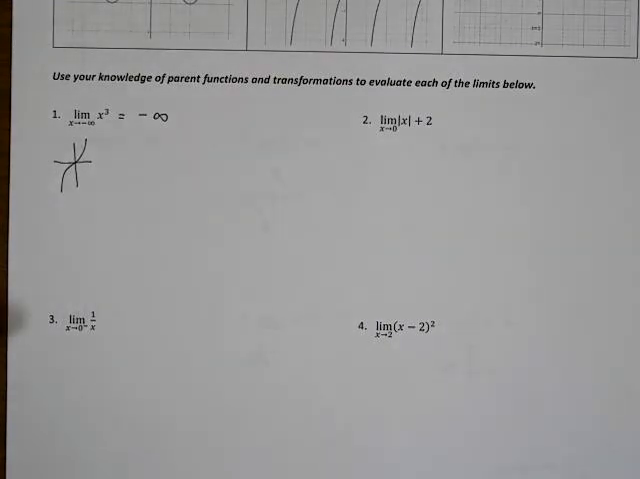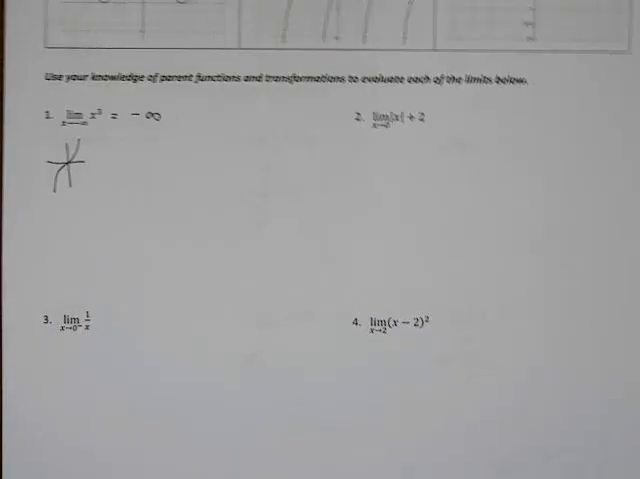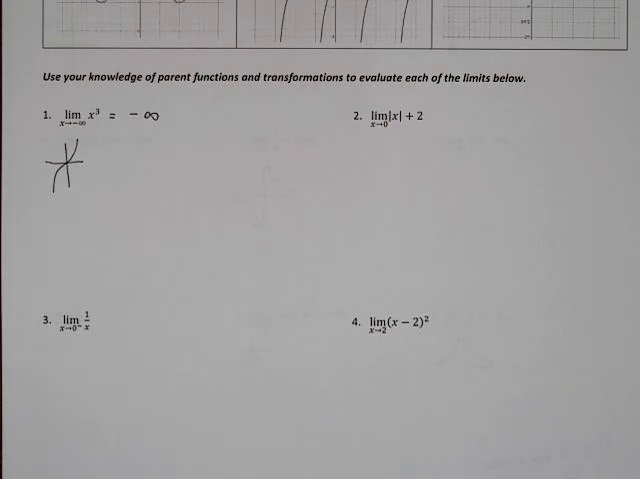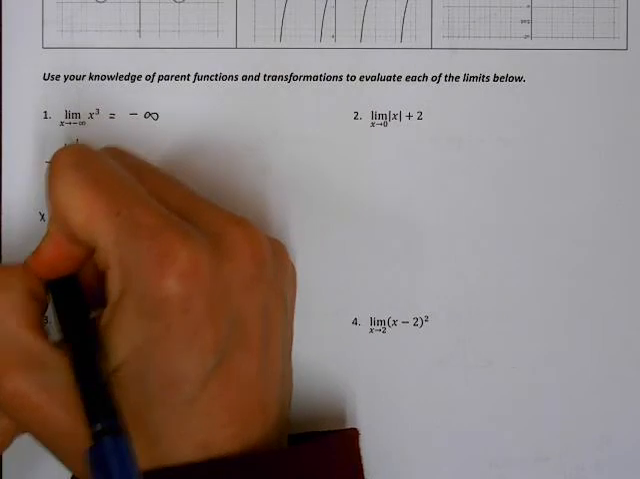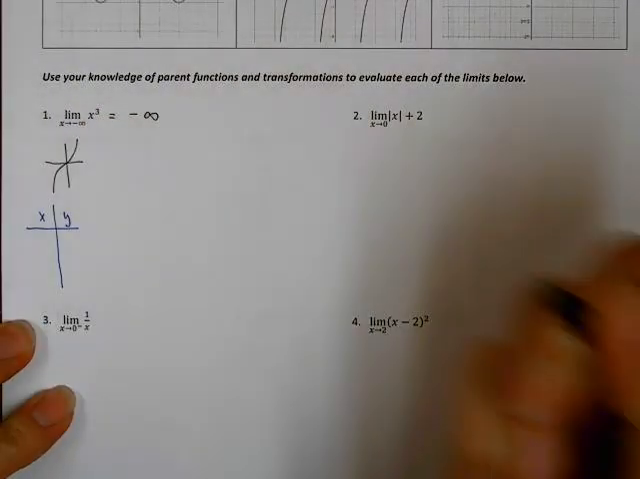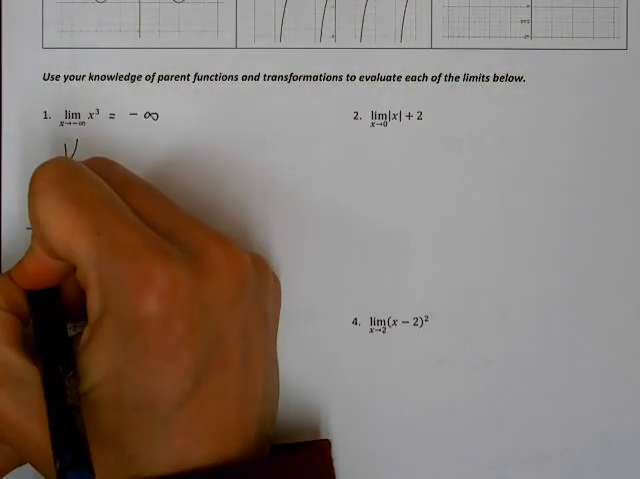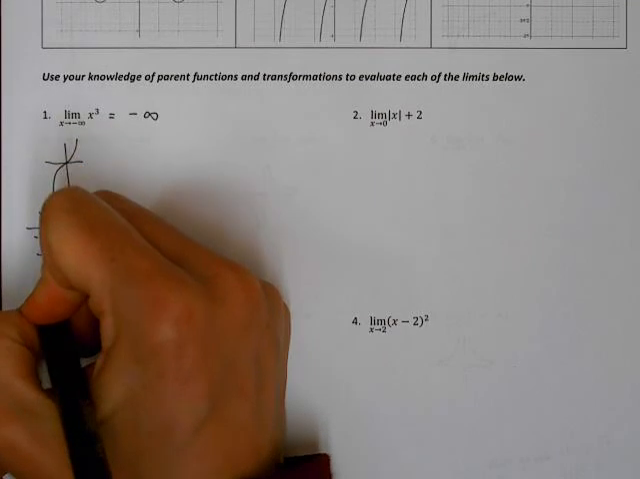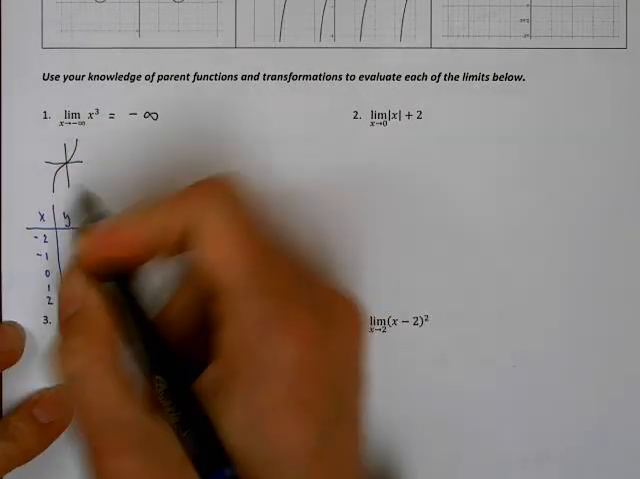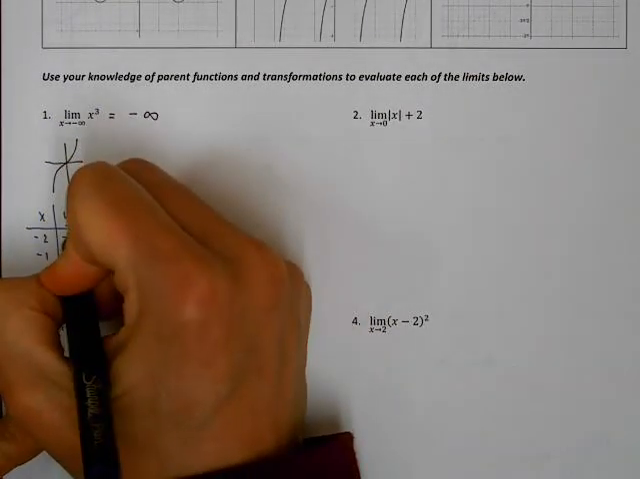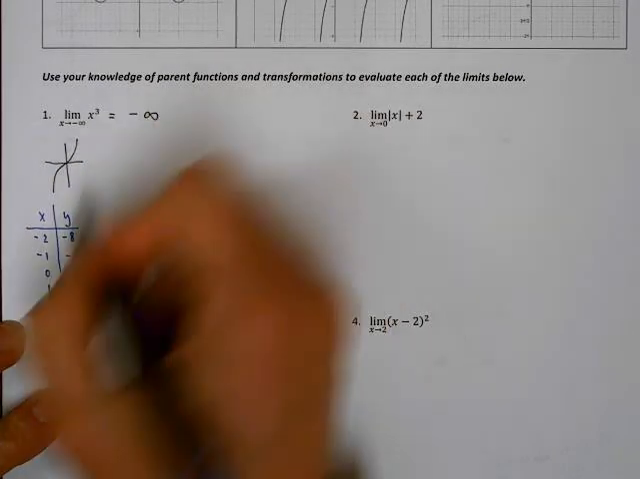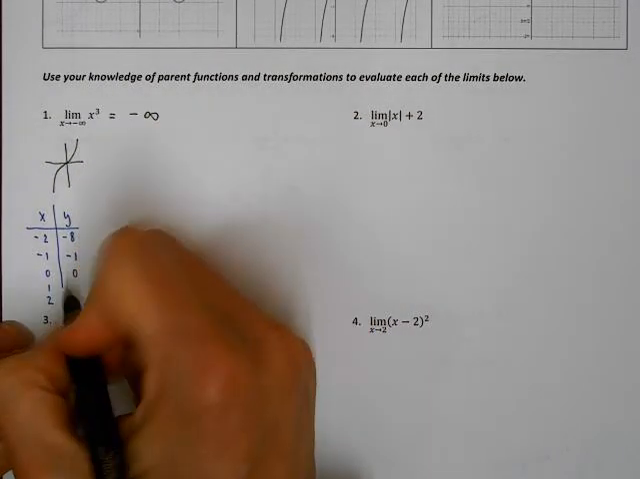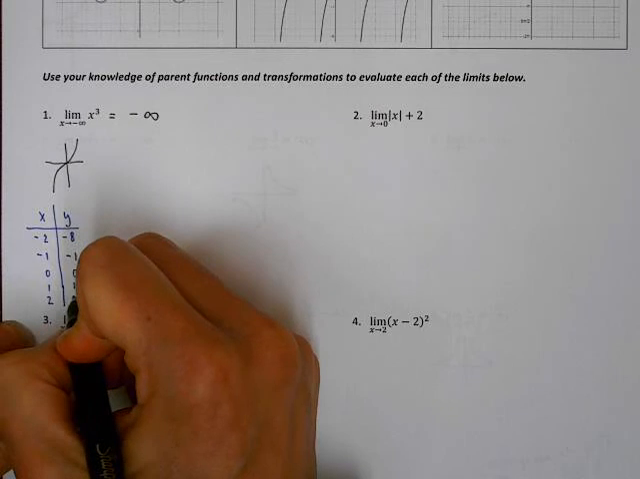Now, what if I didn't remember it? I don't want you to think that if you don't remember the shape, you have nothing to fall back on. Remember, you could always make a table. So I could do an XY table. And let's see, we'll just pick -2, -1, 0, 1, and 2. So -2 cubed would be -8. -1 cubed is -1. 0 would give me 0, 1 cubed is 1, and 2 cubed is 8.